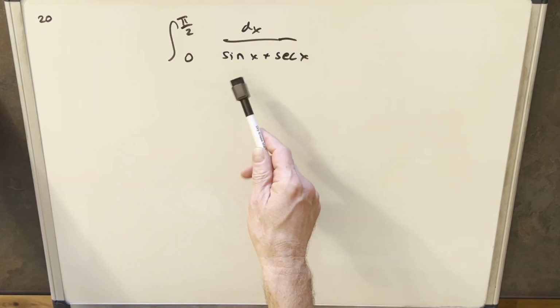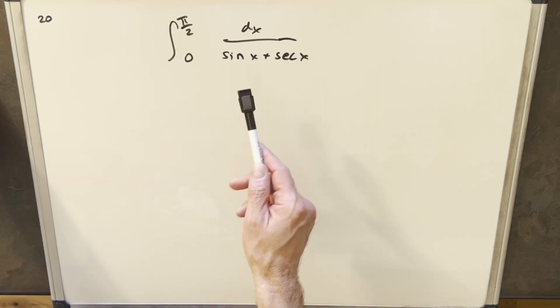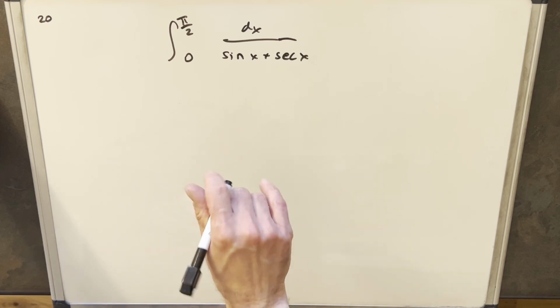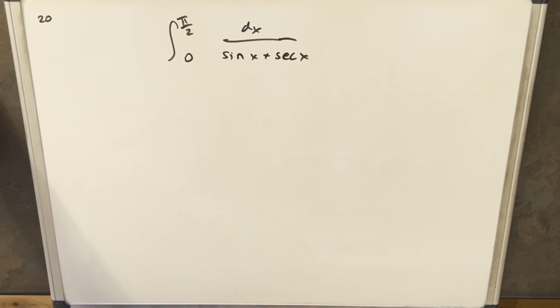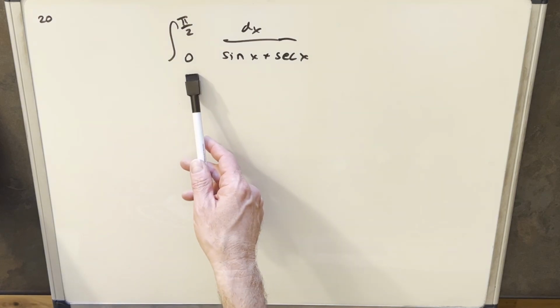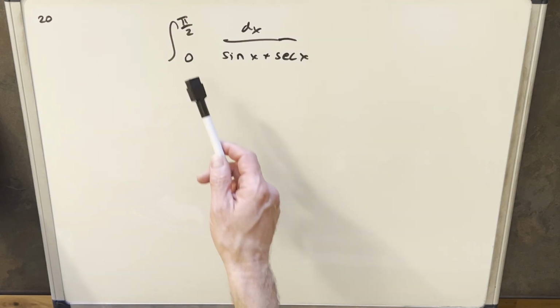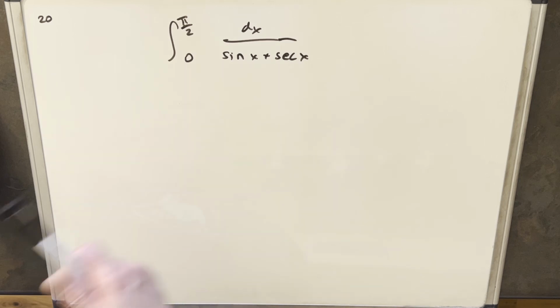The first thing I see is that we don't really like having sine and secant. Those don't really work well together. We'd rather have sine and cosine or secant and tangent. So this is potentially a problem, but I like these bounds because I feel like we might be able to use them. The bounds seem like they might be setting up a good substitution where we could use the complementary angle formula.